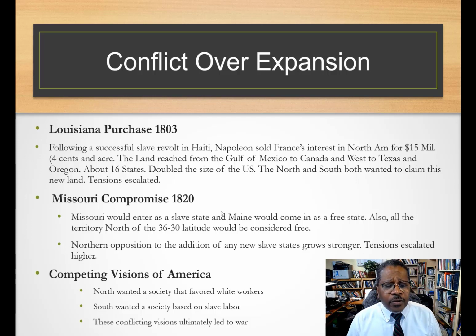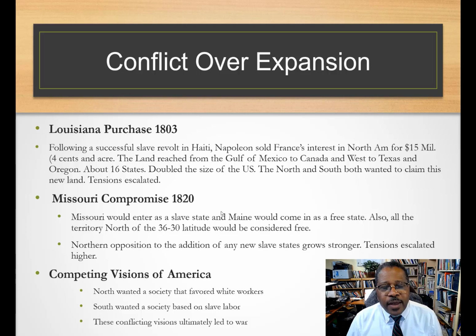But the majority of Northerners wanted a society that favored white workers. So their opposition to slavery is very much self-motivated. It is self-interested. The limiting of slavery is good for people who work for a salary, right? And this is their main objection, not because of what slavery does to black people. People who are concerned about the immorality of slavery, the injustice of slavery, they are called abolitionists. But the growing opposition in the North is largely economic.